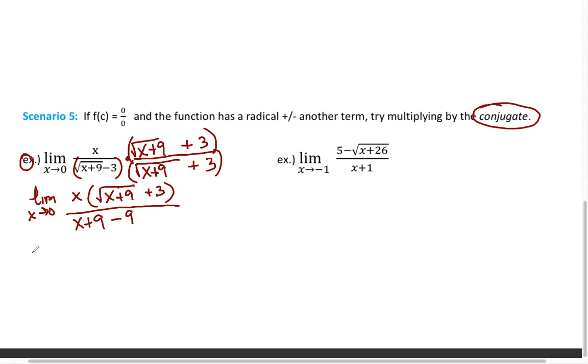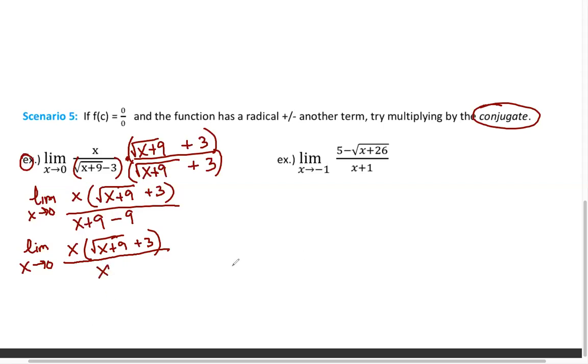So let's do one more rewrite. We have the limit as x approaches 0. I have in the numerator x times the square root of x plus 9 plus 3. Now, you might wonder if I'm going to distribute this. I'm actually not. No usefulness usually comes out of it, so I'm going to keep it just written like that. But I am going to simplify this denominator. We have x plus 9 minus 9. So the plus 9 and the minus 9 cancel out, leaving us with just x.